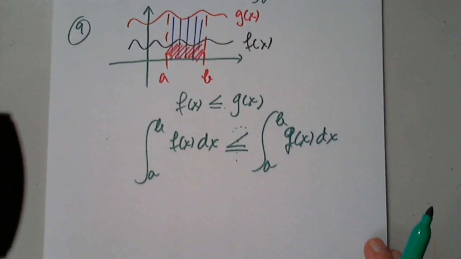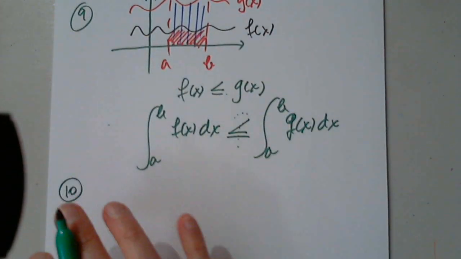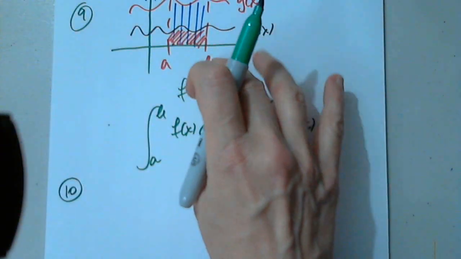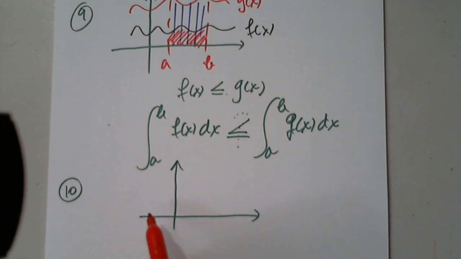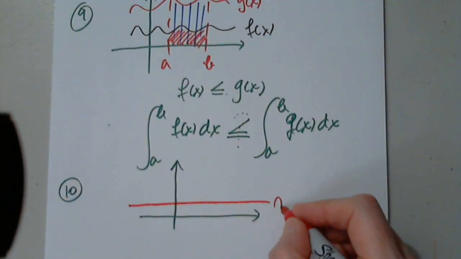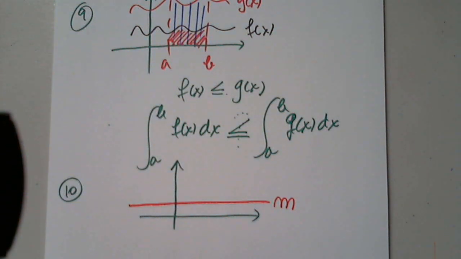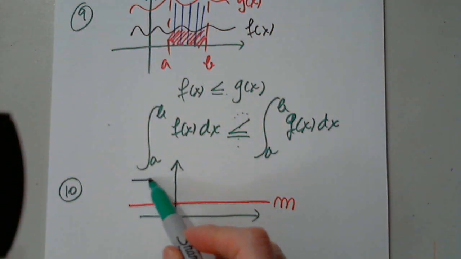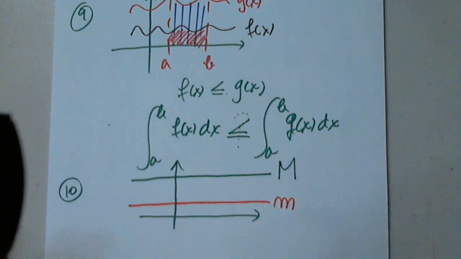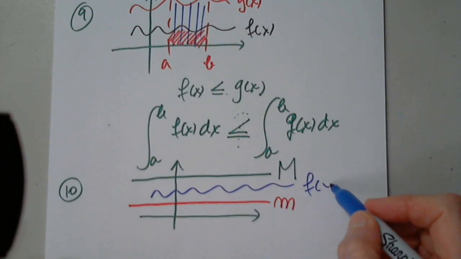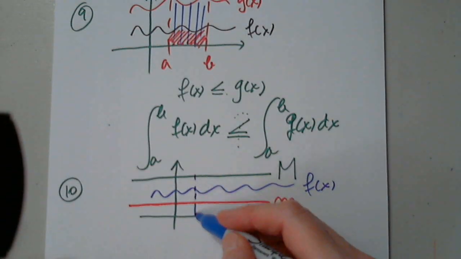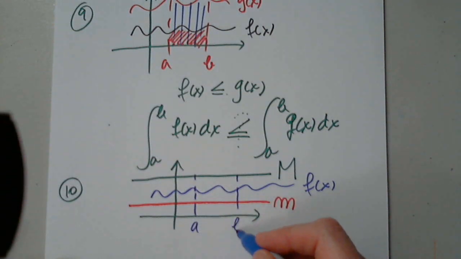And I promise this is the last one. That's it, the last one. It's based on this property. So let's look at this graph. This is a horizontal line. Here is another horizontal line. And here's our graph, f of x. Our best friend, a comma b.